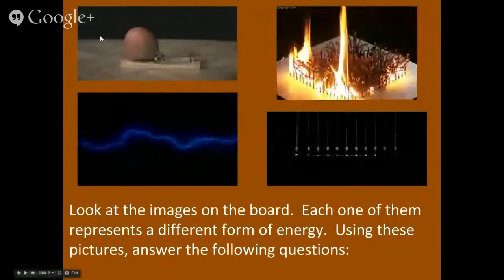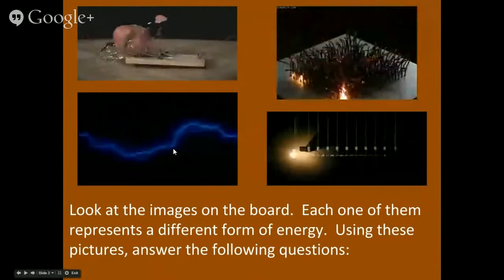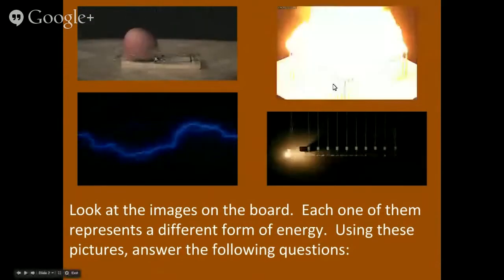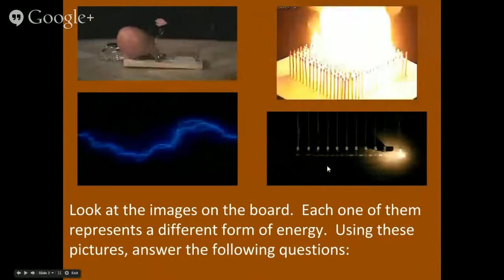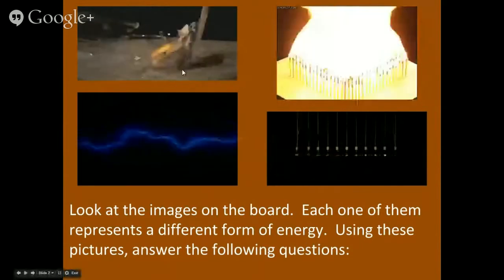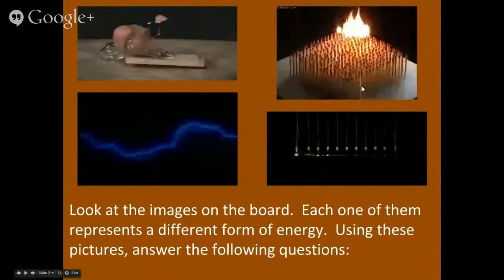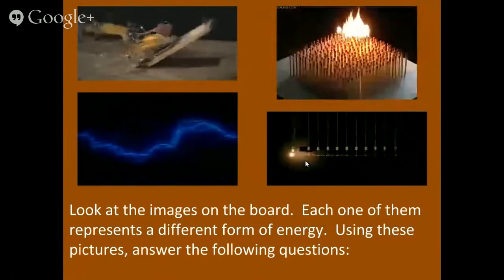We have the energy of this mousetrap springing. We have energy of electricity. Maybe you've seen static electricity. Energy of matches being lit on fire. And then energy of a light bulb. These are all forms energy can take. So we have mechanical energy, electrical energy, chemical energy, and light energy. And these are all different types of energy that we'll be exploring today.